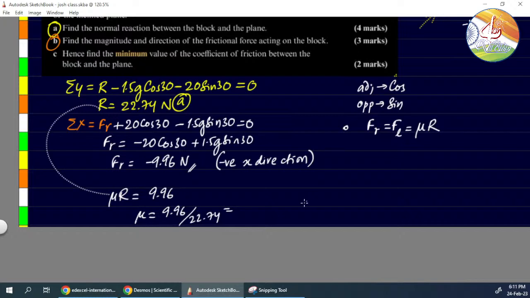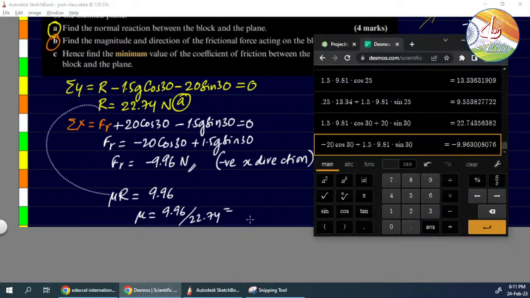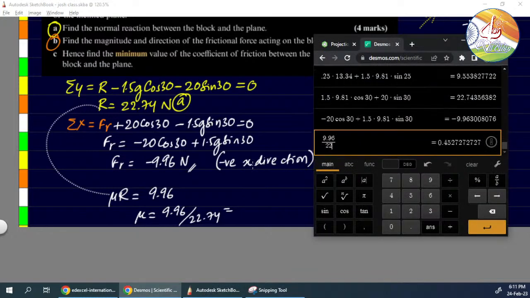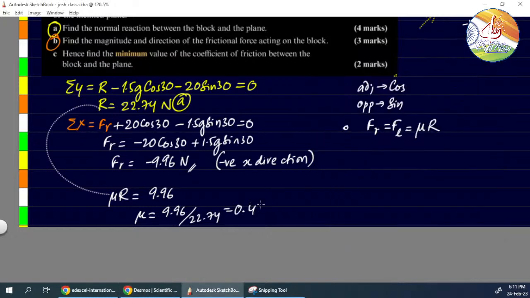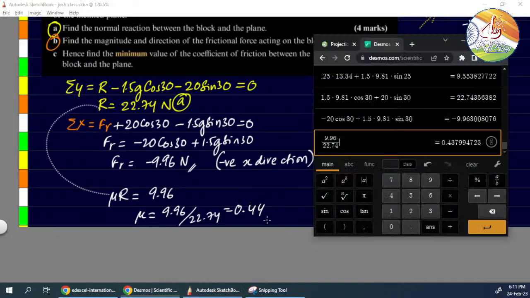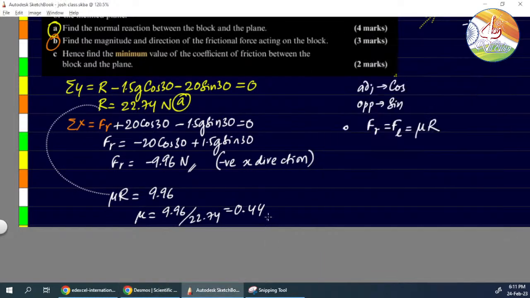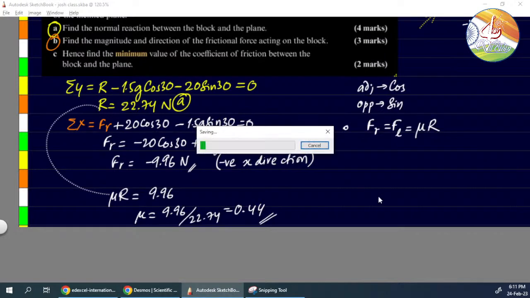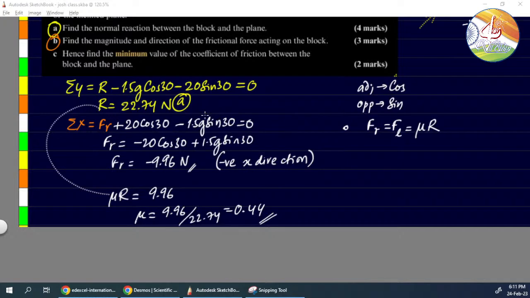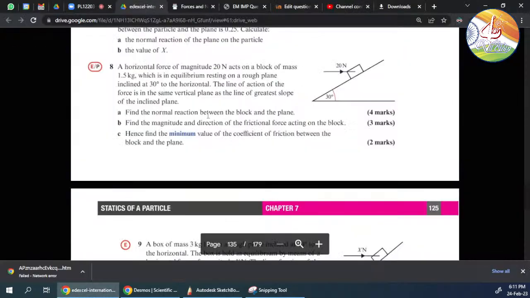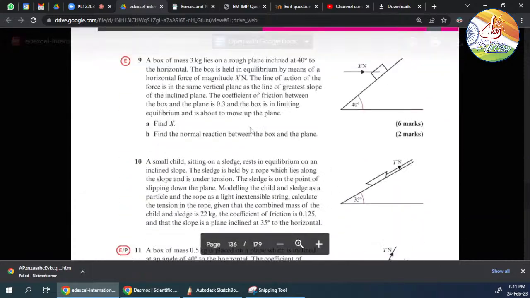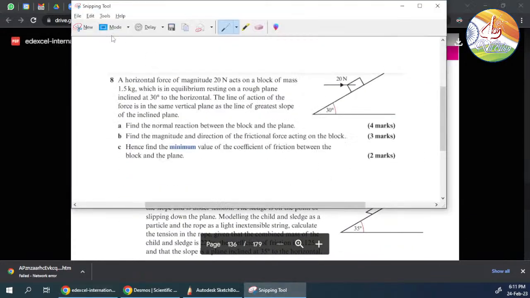Did you get it? Yes. Okay, so how much did you get? I got 0.44. 0.47. 0.437, so 0.44, we can round it off. So the C bit is also done. Let's come back here. The 8th one is solved, the 9th one we have to take up next.